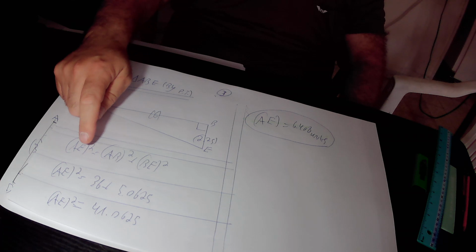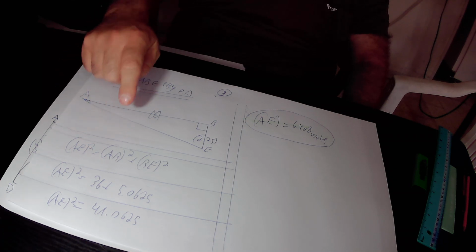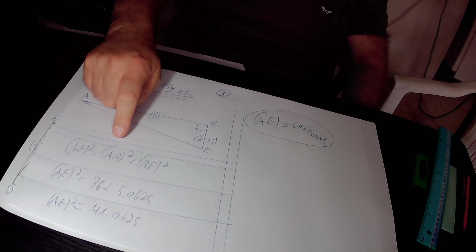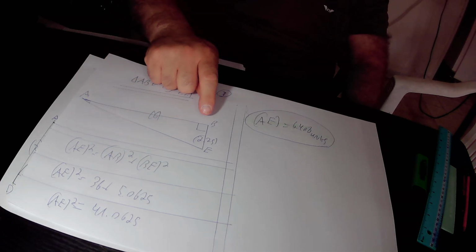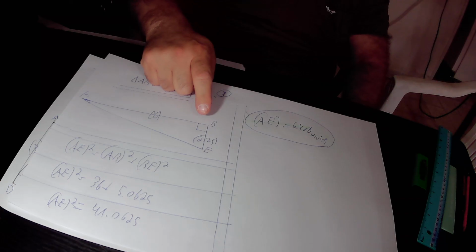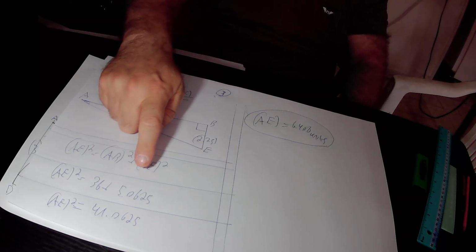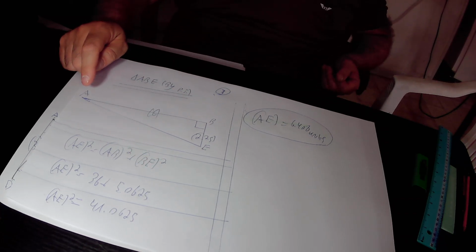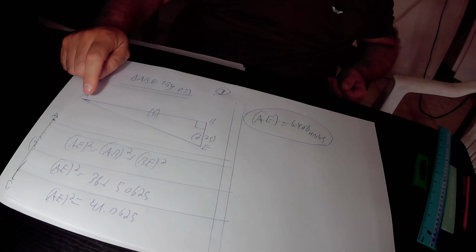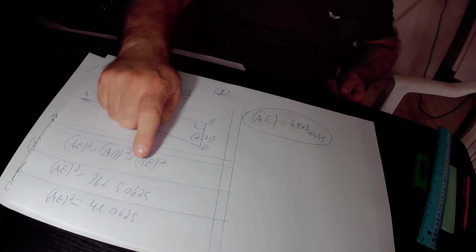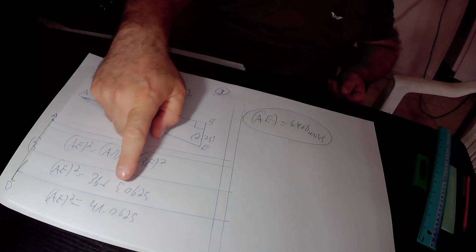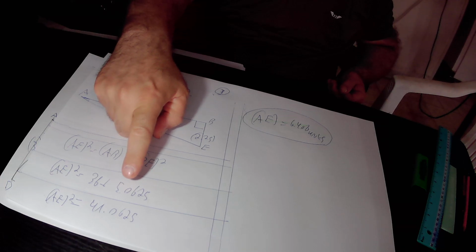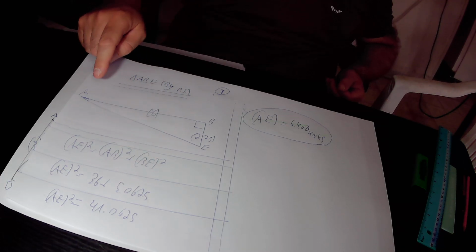So AE squared equals AB squared. AB is 6, therefore AB squared is 6 squared, that is 36, plus BE squared. BE is 2.25, therefore BE squared is 2.25 squared, that is 5.0625. So in conclusion, AE squared equals 36 plus 5.0625, which is 41.0625.